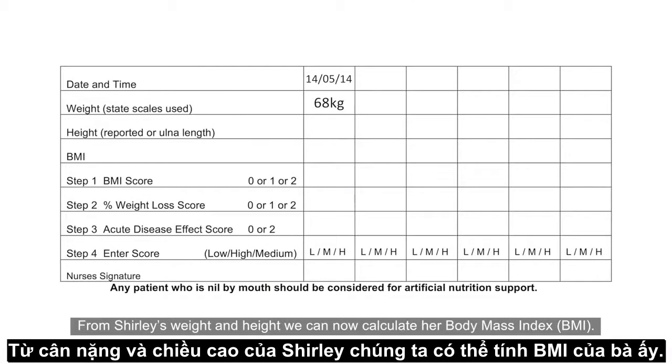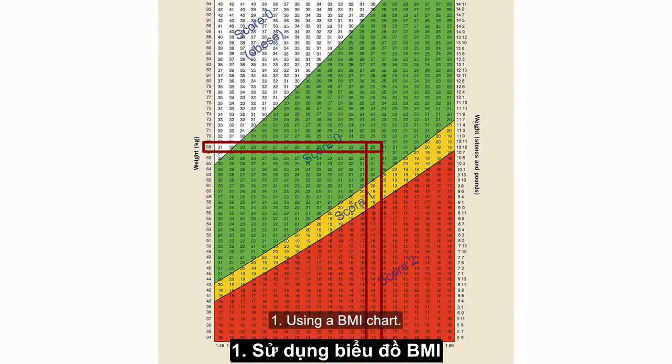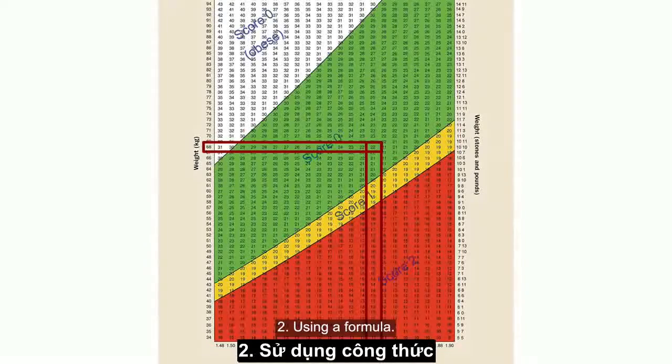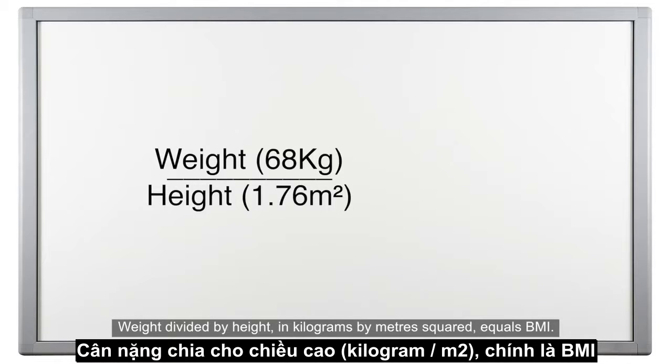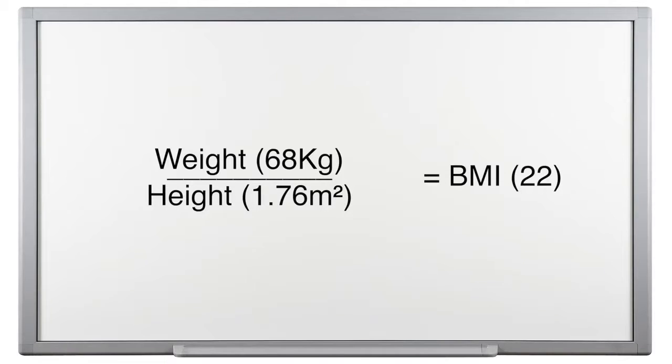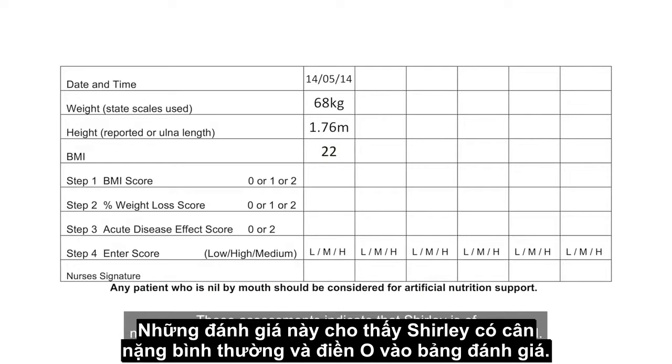From Shirley's weight and height, we can now calculate her body mass index, BMI. There are two ways of doing this calculation. 1. Using a BMI chart. 2. Using a formula. Weight divided by height, in kilograms per metres squared, equals BMI. The BMI score is calculated as step 1 on the MUST screening tool. These assessments indicate that Shirley is of normal weight and has a score of 0 on the MUST assessment tool.